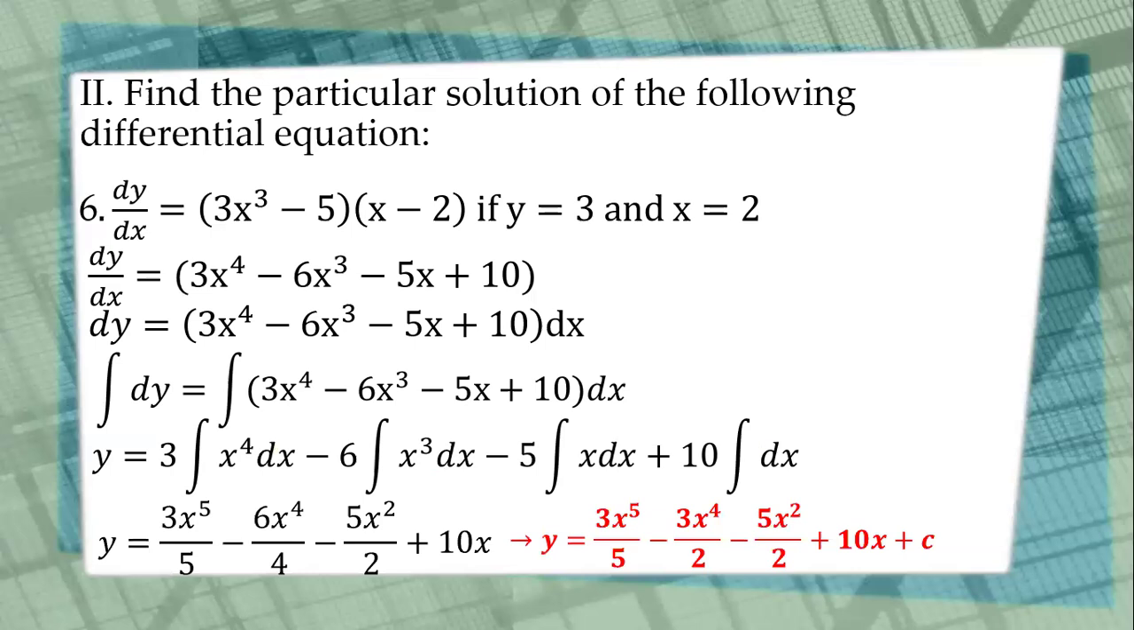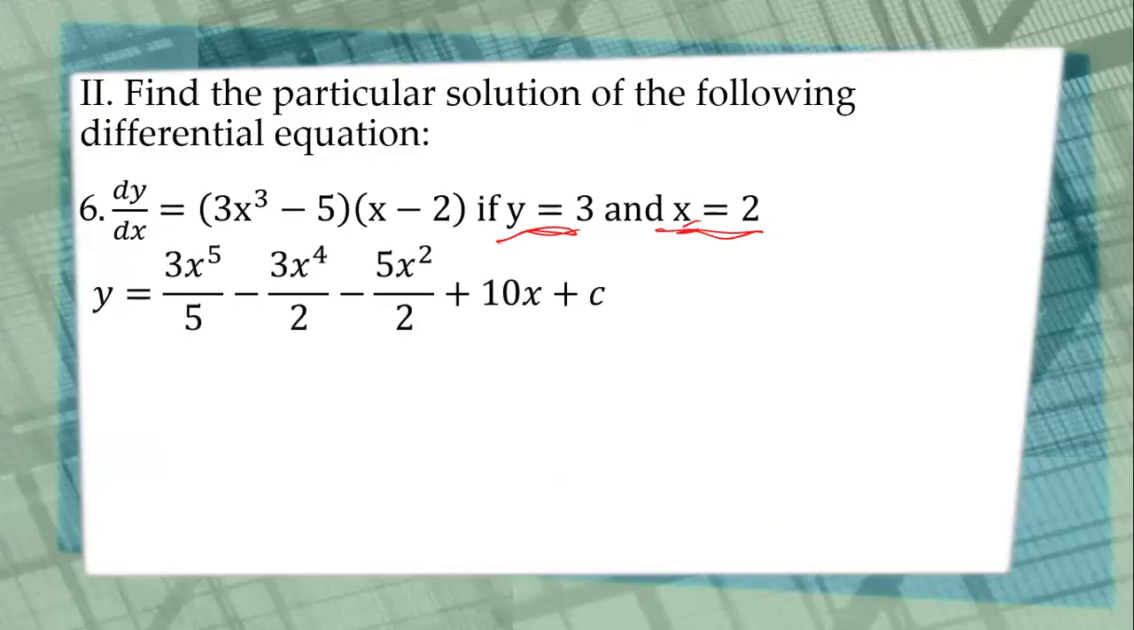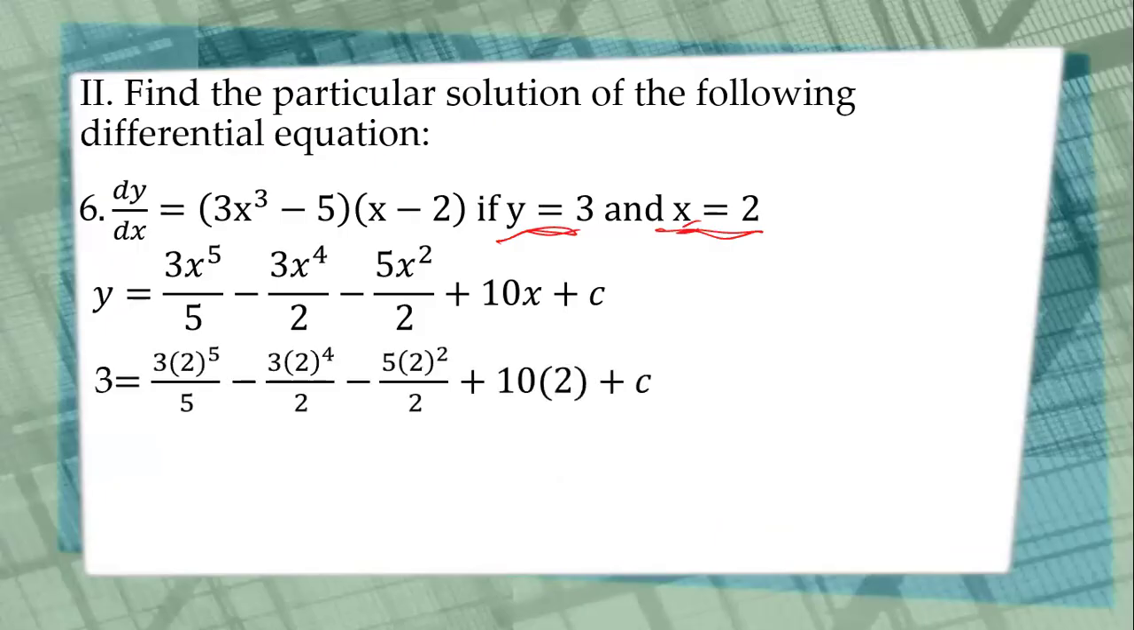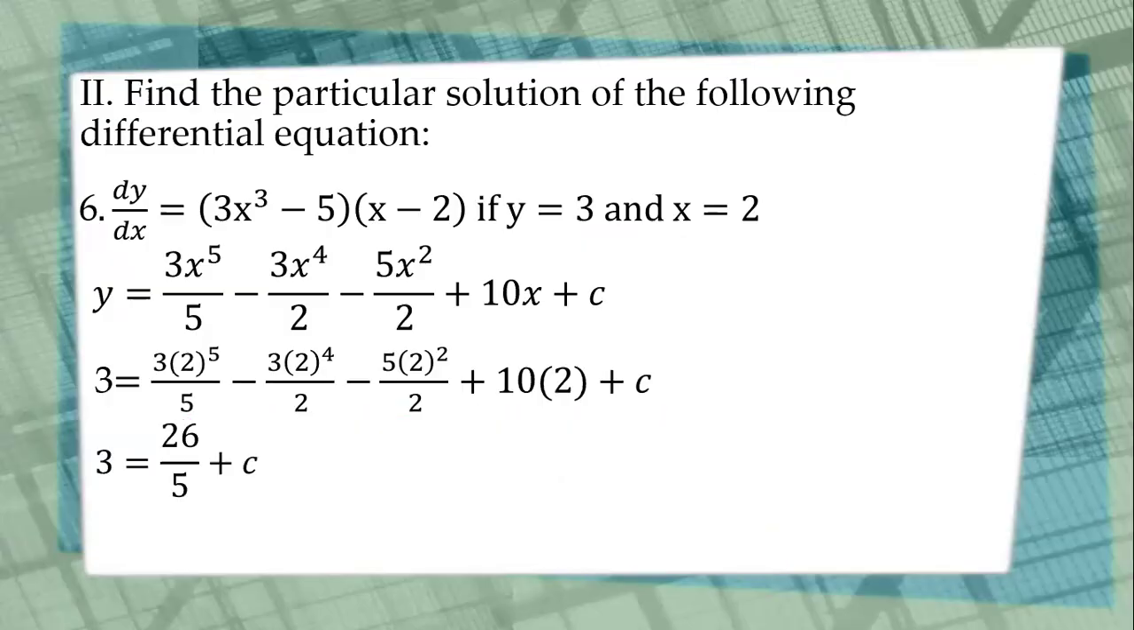We'll now use this general solution to use the given conditions if y is 3 and x is 2. So using the general solution a while ago, we can replace now the value of y, which is 3, and all the values of x will be replaced by 2. This will just be a calculator technique. You have to manipulate this first using a calculator, and your calculator should reflect 26 over 5 on the right side. What we'll do is transpose 26 over 5 to the other side so that c is equal to 3 minus 26 over 5. Again, this is a calculator technique. You have to encode that in your scientific calculator so that you'll get negative 11 over 5.